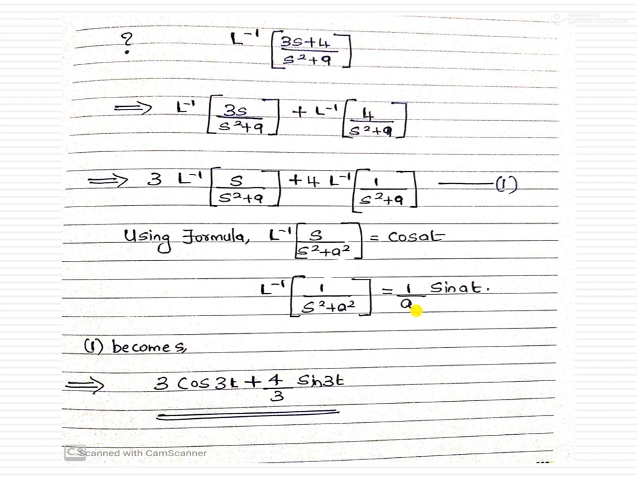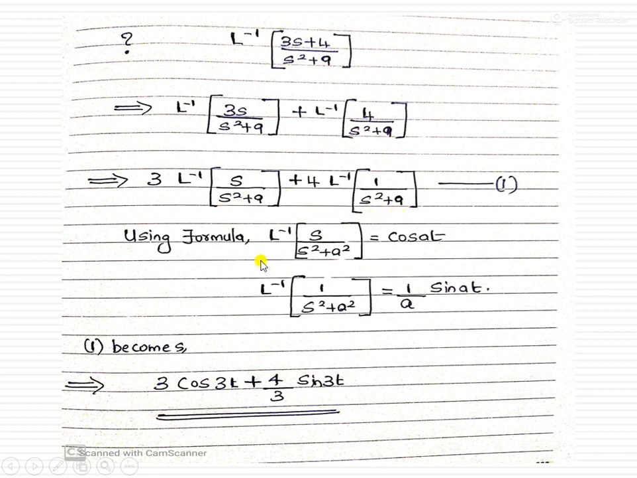And another one. Find the inverse Laplace transform of (3s plus 4) by (s squared plus 9). That can be split into two. That is the inverse Laplace transform of 3s by (s squared plus 9) plus the inverse Laplace transform of 4 by (s squared plus 9). That is 3 into the inverse Laplace transform of s by (s squared plus 9) plus 4 into the inverse Laplace transform of 1 by (s squared plus 9).